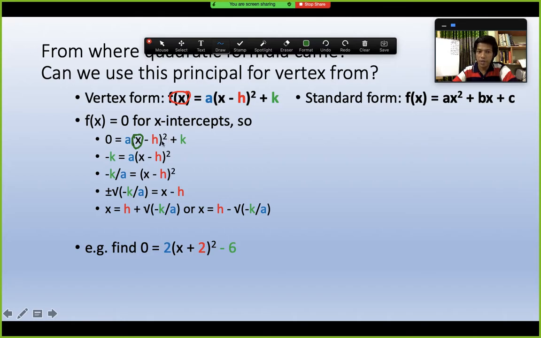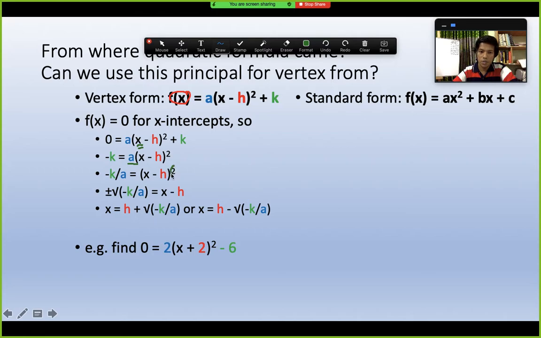So to find x, what do we have to do? We have a(x minus h) whole squared plus k. We have to first send this k to the other side. Then there is an a here; we have to send it to the other side as well, because we are trying to get our x free from all this. Then it becomes k divided by a. Then we have (x minus h) whole squared equals minus k divided by a.